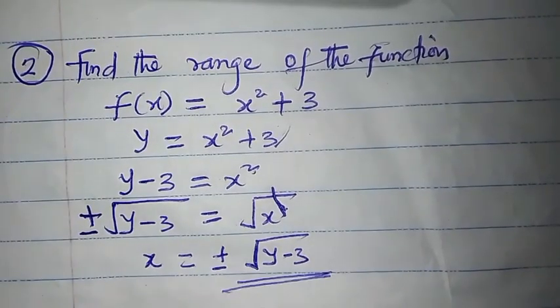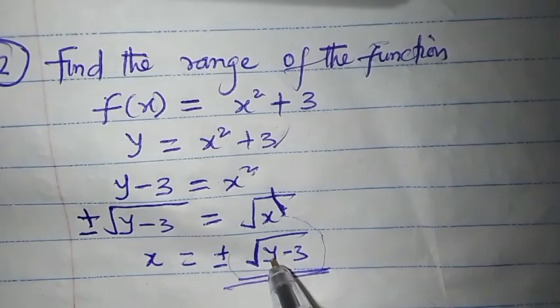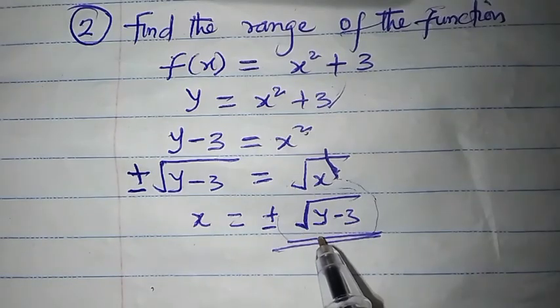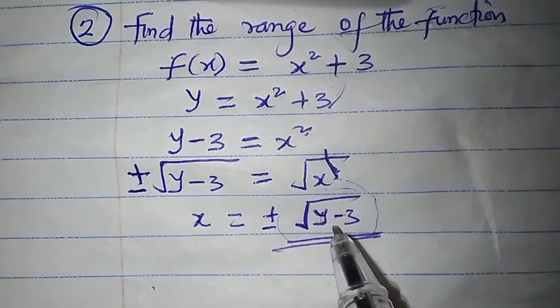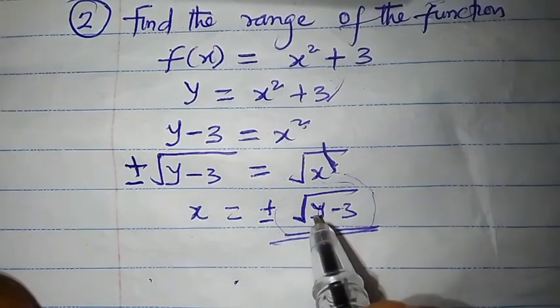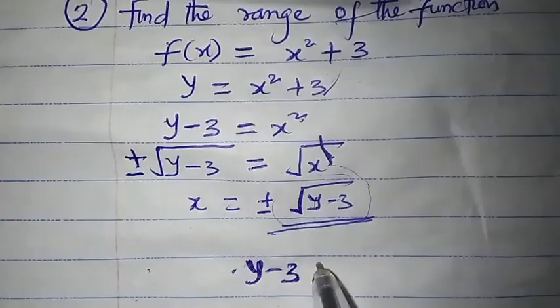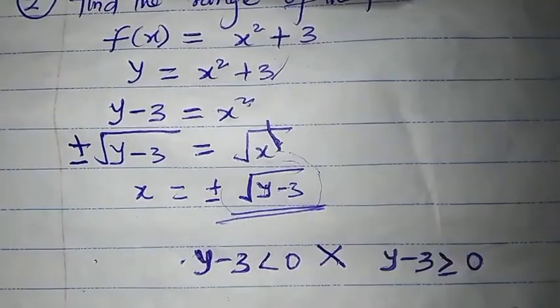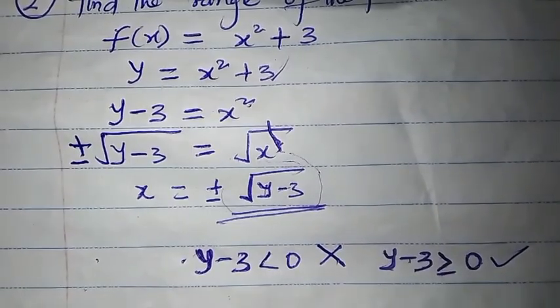We are looking for the values of y that will make this function defined. Every other value that will make it undefined will be excluded. For this function to be defined, this y minus 3 must not be less than 0. It can be 0 or greater than 0. That is, it is undefined when y minus 3 is less than 0. And it is defined when y minus 3 is greater than or equal to 0.